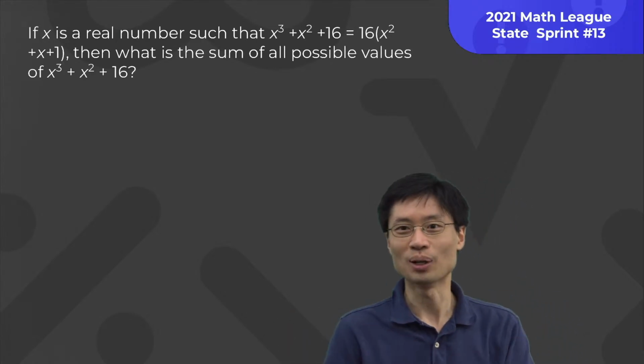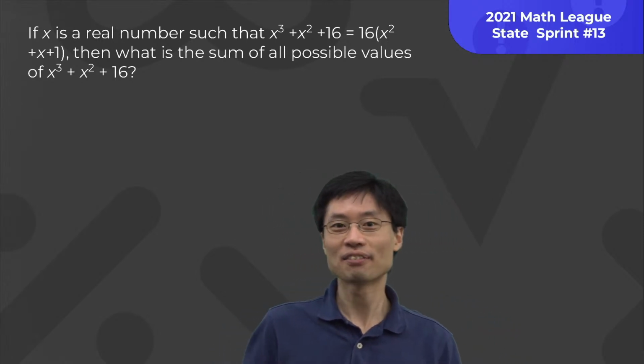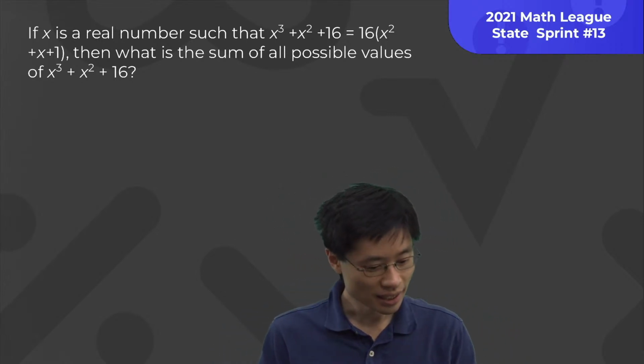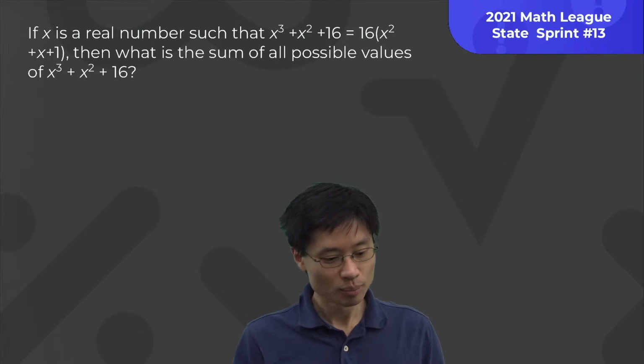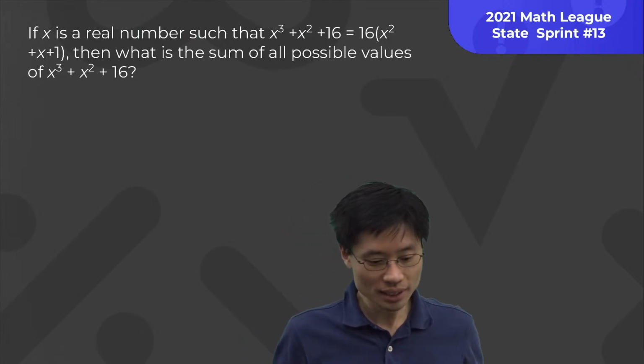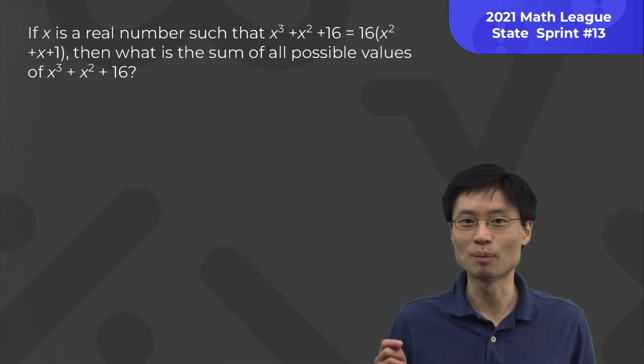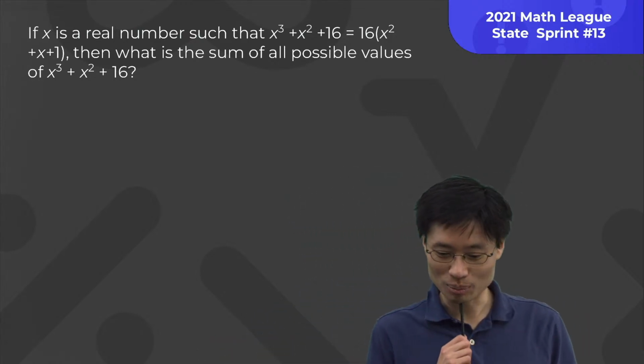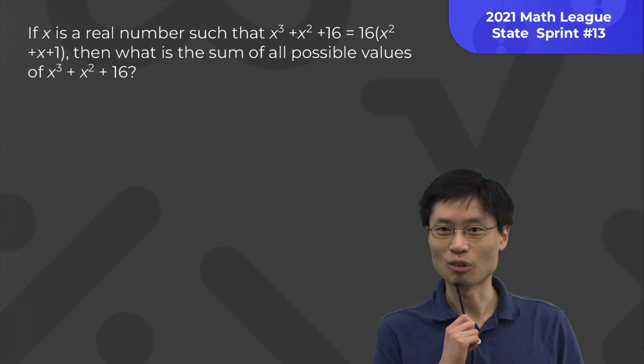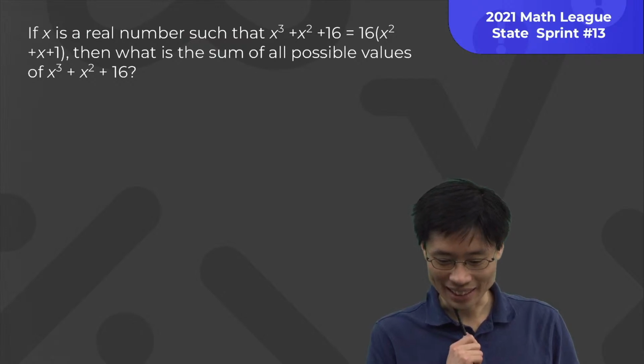Okay. Whoa, what's this? Question number 13. If x is a real number such that x cubed plus x squared plus 16 equals 16 parentheses x squared plus x plus 1, then what is the sum of all possible values of x cubed plus x plus 16? Whoa. Okay. Let's see. Is there anything nice about this?